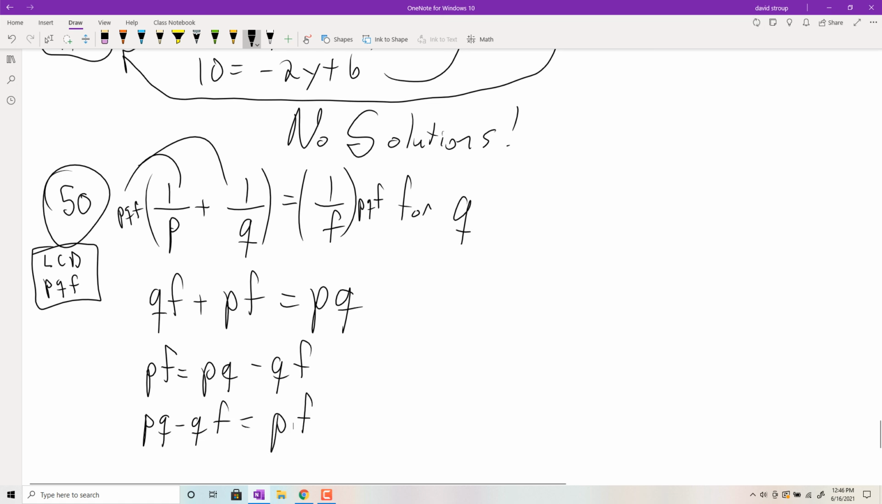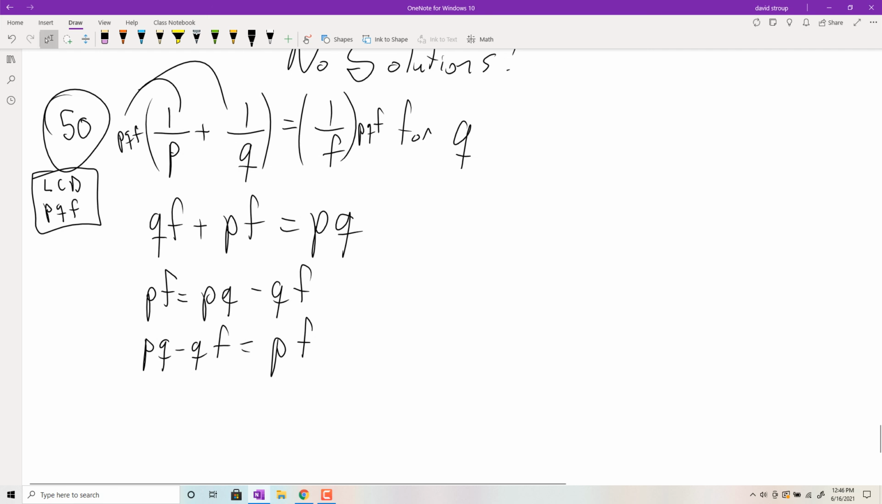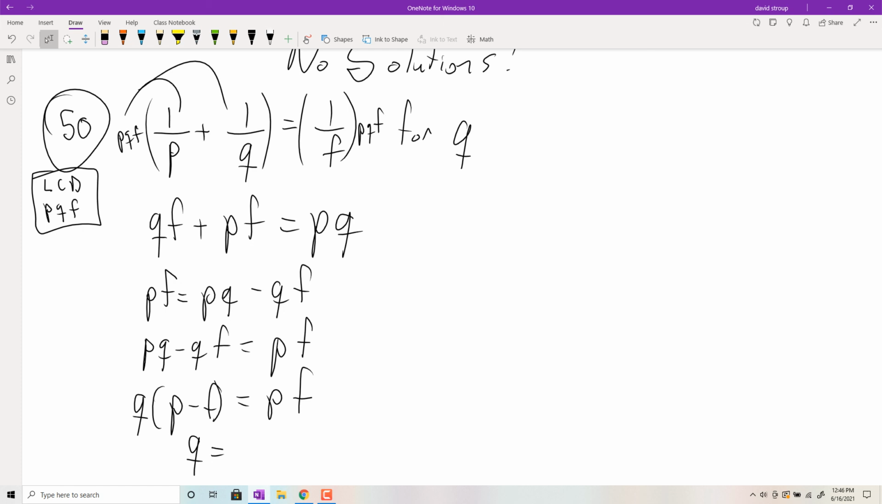I usually flip-flop in my head, but factor out the Q on the left there, and then finally divide by the P minus F. So you get PF over P minus F, and that would do it. So expect one of those literal equations.